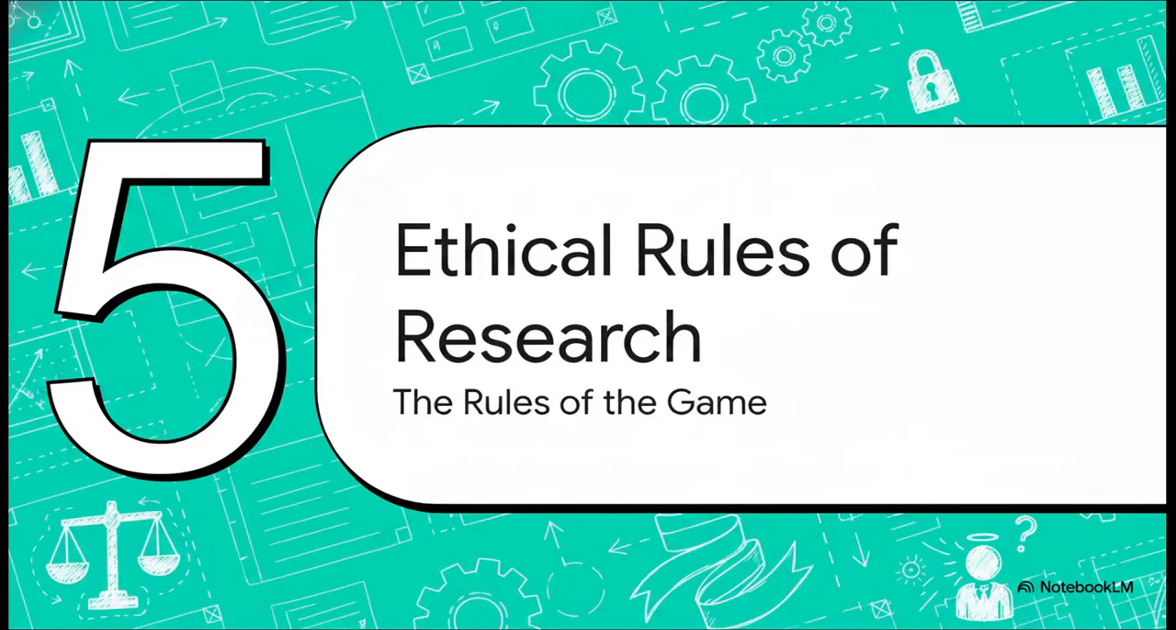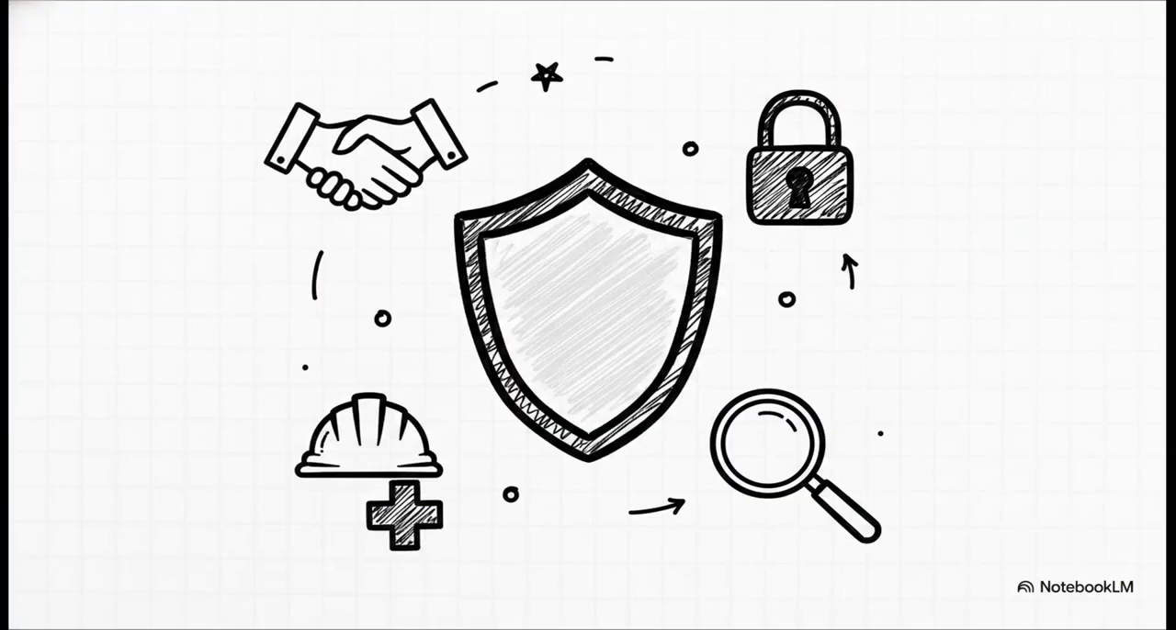Section 5. Ethical rules of research, the rules of the game. We absolutely can't forget the human element here. These ethical guidelines are essentially the non-negotiable zoning laws that protect the community and maintain public trust in science. You must have informed consent from participants. They need to know exactly what they're signing up for. You must fiercely protect their privacy and confidentiality. You've got to minimize any potential physical or psychological harm.